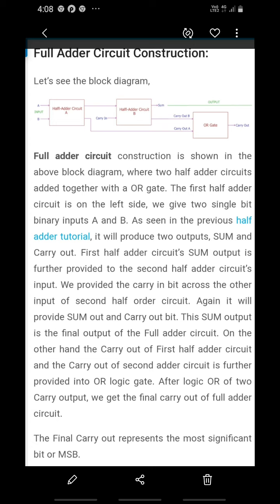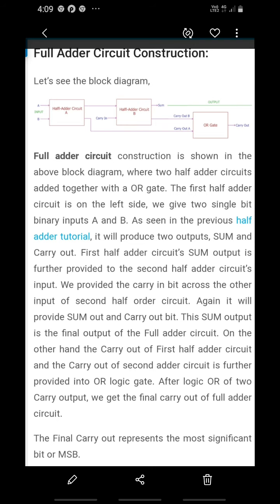First half adder circuit, sum output is further provided to the second half adder circuit input. We provide the carry bit across the other input of the second half adder circuit. Again it will provide a sum output and a carry output bit. This sum output is the final output of the full adder circuit.